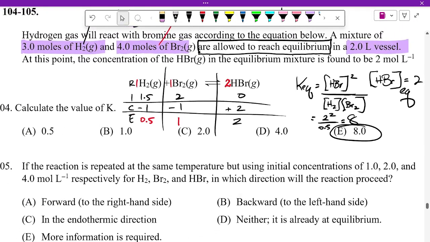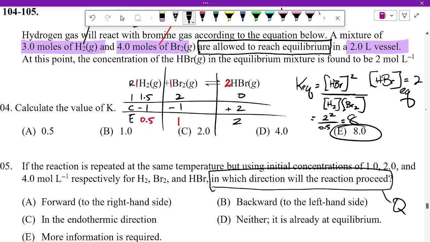If the reaction is repeated at the same temperature, but using initial concentrations of 1, 2, and 4 molar for the H2, Br2, and HBr, in which direction will the reaction proceed? What is this asking us to use? What tool? It's asking us to use Q. And we know our KEQ because we just solved for it. Yeah, so our KEQ is 8.